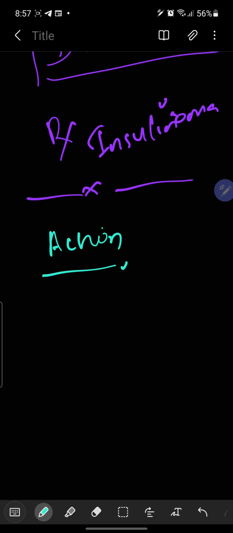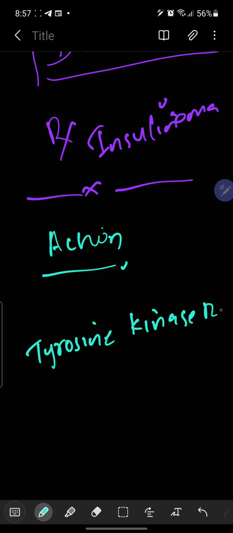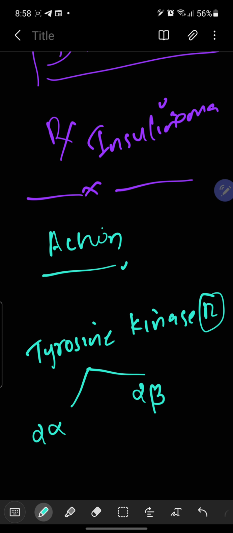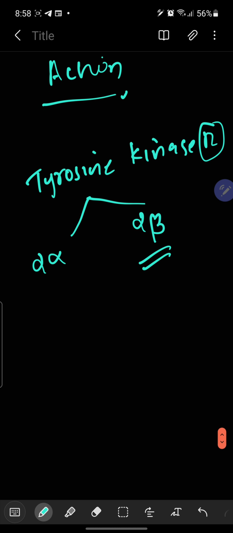Now discussing the action of insulin. The insulin which is released from the beta cell of pancreas will bind to a receptor, the insulin receptor, which is called a tyrosine kinase receptor. It has two alpha subunits and two beta subunits. The enzyme tyrosine kinase is associated with the beta subunit.